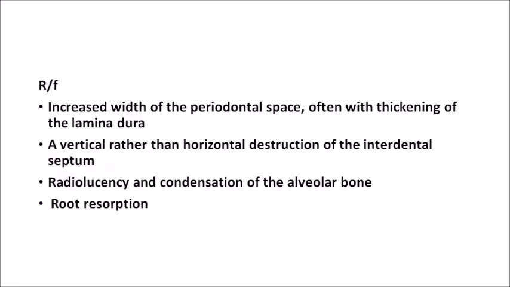There is increased width of the periodontal space and often with thickening of the lamina dura. As we already know, trauma from occlusion means there is abnormal occlusal forces. Because of this, there is increased width of the periodontal space and thickening of the lamina dura. A vertical rather than horizontal destruction of the interdental septum. There is vertical bone loss happening in trauma from occlusion.